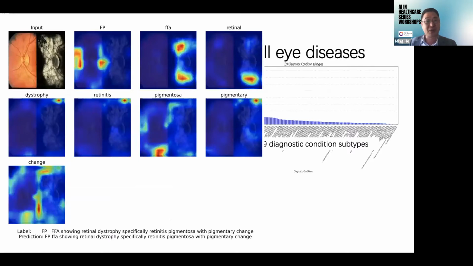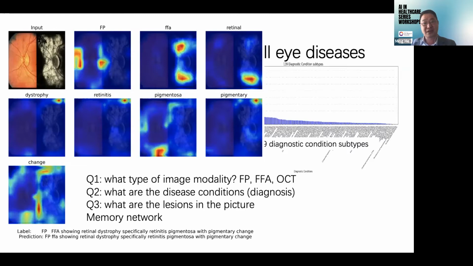So this is one of the examples. This is fluorescein FFA, this is a full color fundus photo. The AI is able to perfectly tell you what the disease is and what the lesions are on this particular image, and answer 3 questions: what type of imaging modality it is, what the disease condition is, and what the lesions in the picture are.